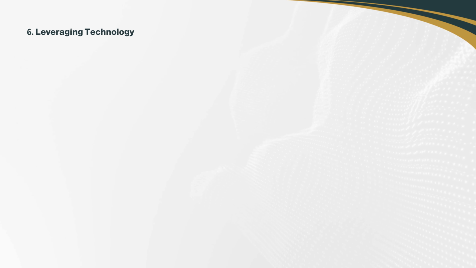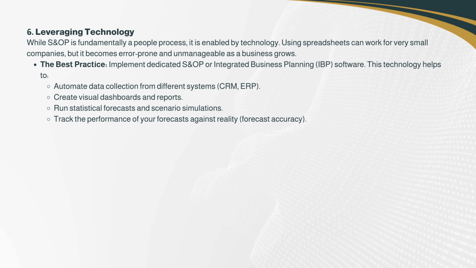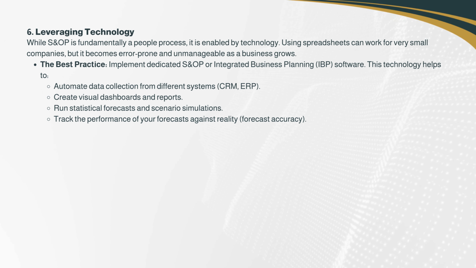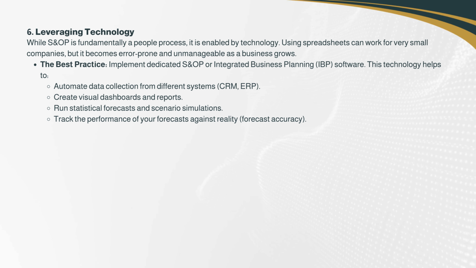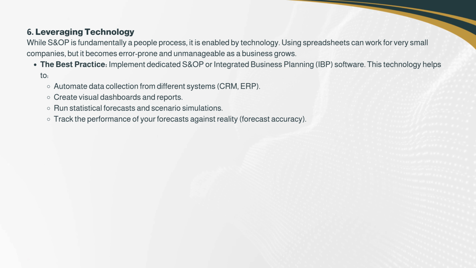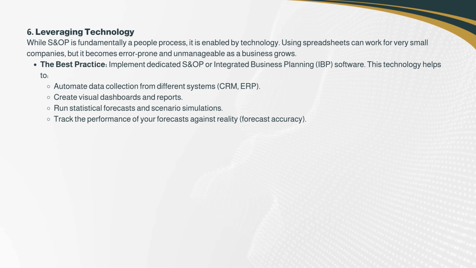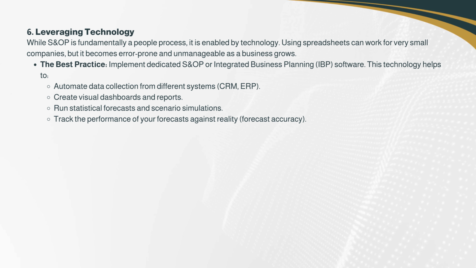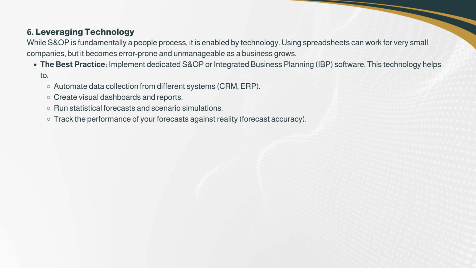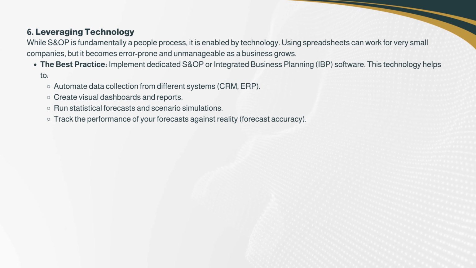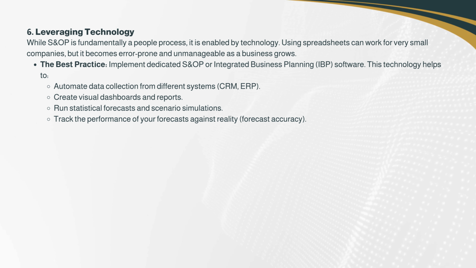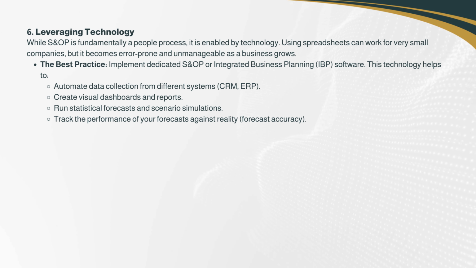6. Leveraging technology. While S&OP is fundamentally a people process, it is enabled by technology. Using spreadsheets can work for very small companies, but it becomes error-prone and unmanageable as a business grows. The best practice. Implement dedicated S&OP or integrated business planning (IBP) software. This technology helps to automate data collection from different systems, CRM, ERP. Create visual dashboards and reports. Run statistical forecasts and scenario simulations. Track the performance of your forecasts against reality, forecast accuracy.